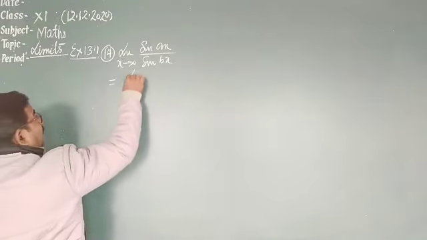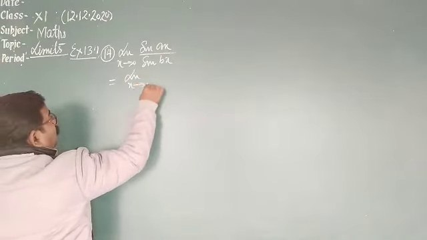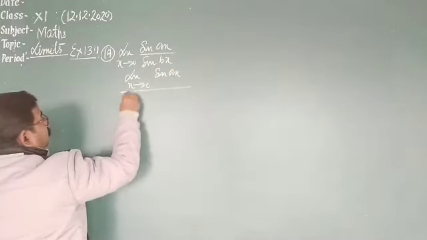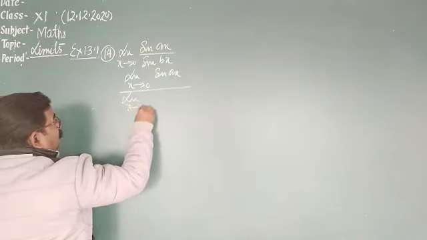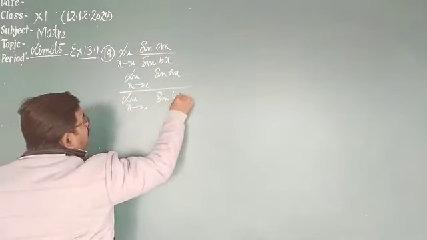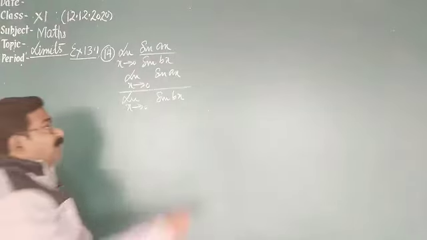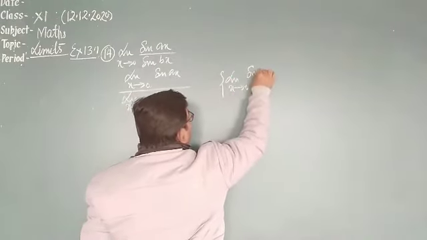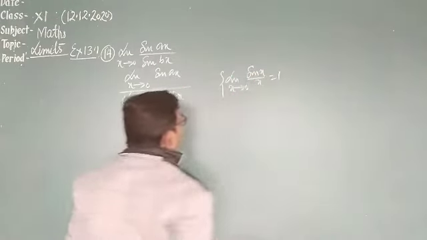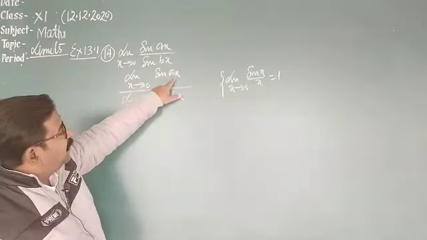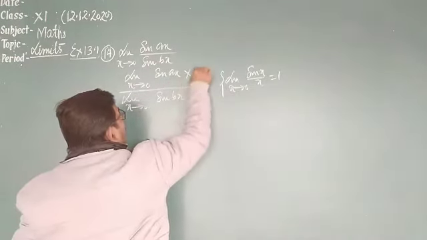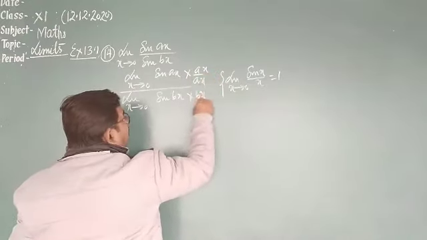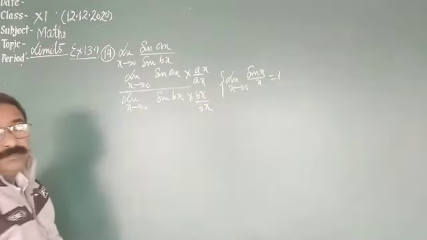Means we can write it like this: limit x tends to 0 of sin ax upon limit x tends to 0 of sin bx. Now we know that limit x tends to 0 of sin x upon x is equal to 1. So here we have sin ax, so multiply here by ax and divide by ax, and here multiply by bx and divide by bx. So what we have?